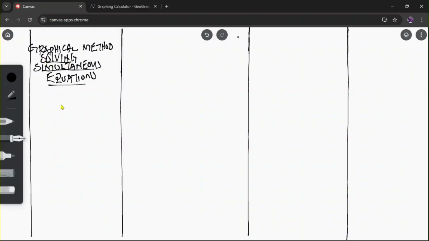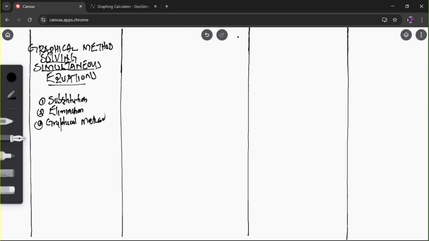Just a small recap from our last class. We know that in solving simultaneous equations, there are a number of ways that we can solve and get the values of the unknowns. We have the substitution method, the elimination method, and number three here is the graphical method.